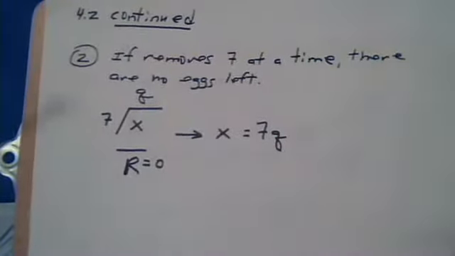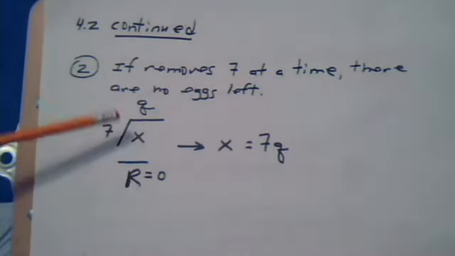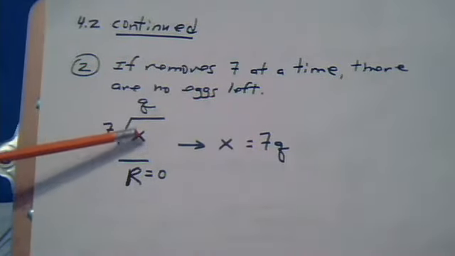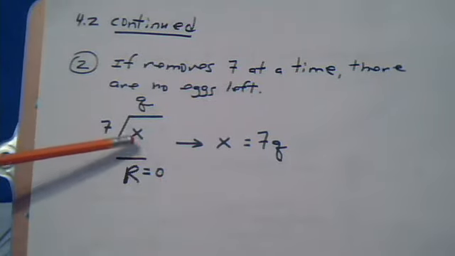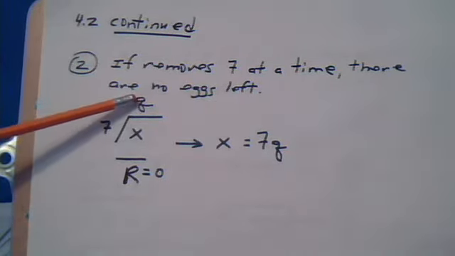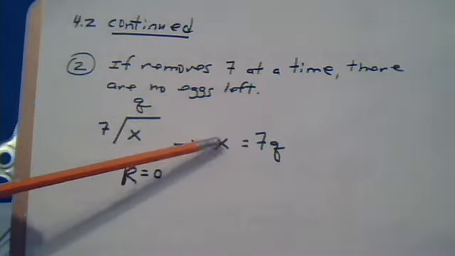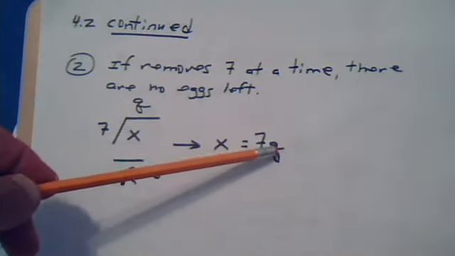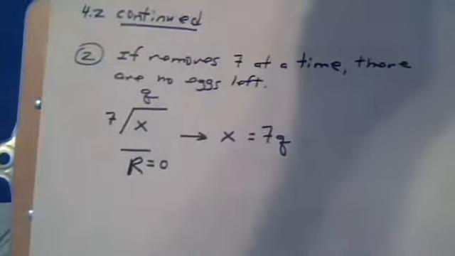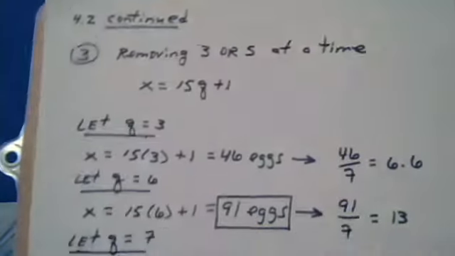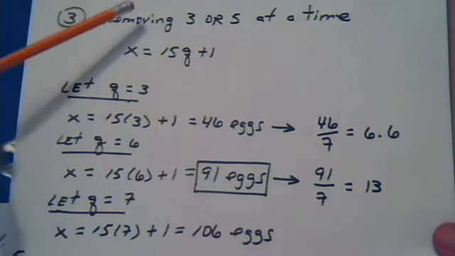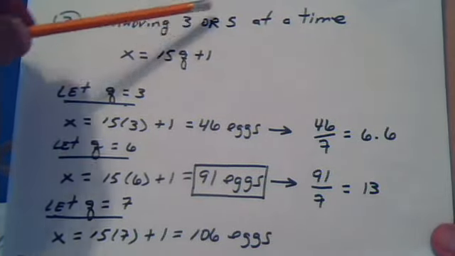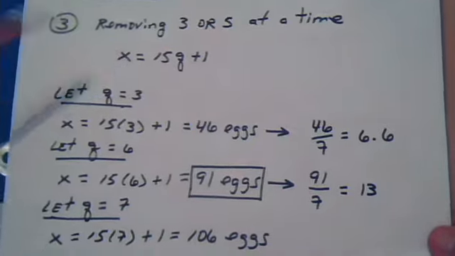The part where we divide and get a remainder of 0 is this one. So there's a quantity of eggs, and we're dividing by 7, and the remainder is 0. So x equals 7 times q plus 0. Now let's put it all together. So removing eggs in 3s and 5s is represented by this equation.